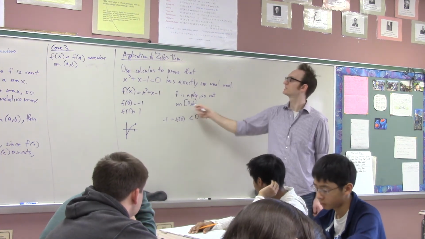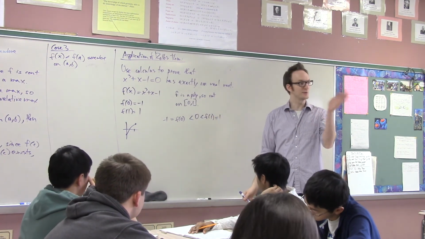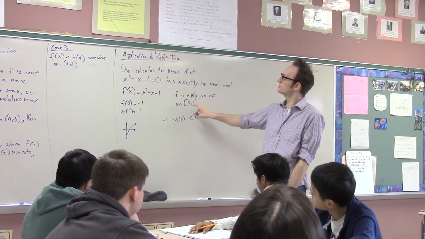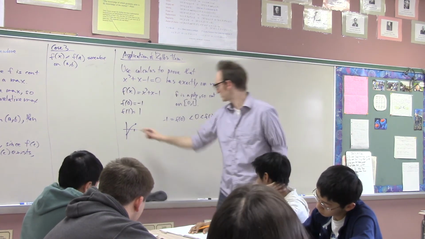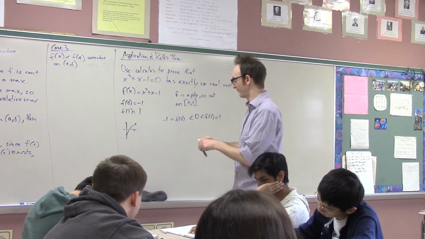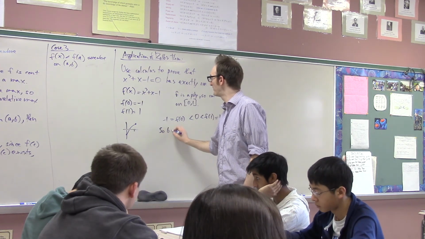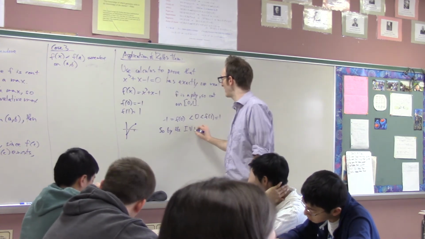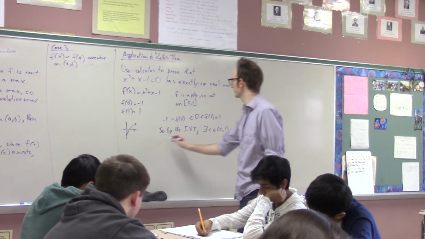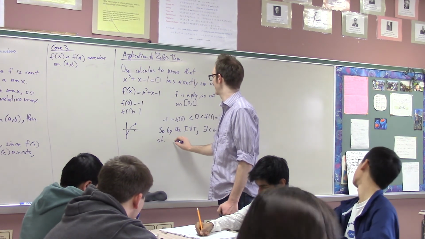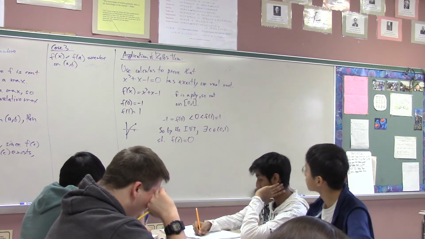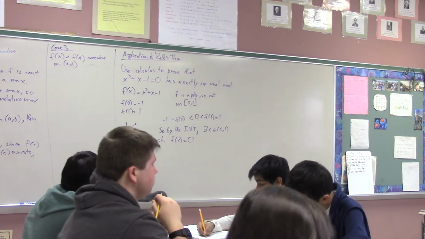It's a polynomial, so it's continuous on the interval [0, 1]. The intermediate value theorem only requires continuity. This is a continuous function, continuous on this interval. There's this y value which is between 0 and 1. So by the intermediate value theorem, there exists a c on the interval [0, 1] such that f of c is 0. Okay, congratulations. We just proved that this function has a root.